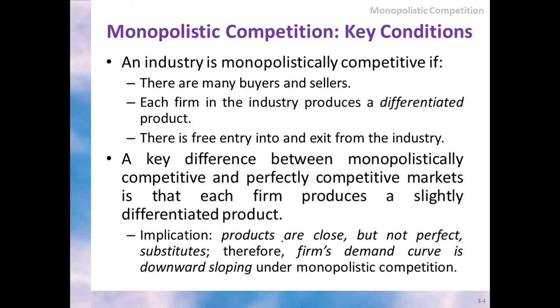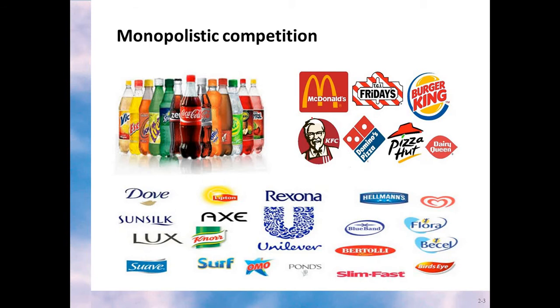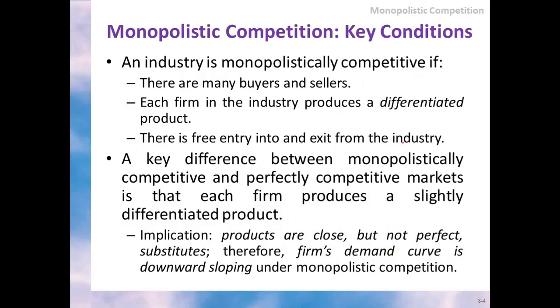For example, when we look at the fast food industry, McDonald's, Fridays, Burger King, all fast food, they are basically close substitutes. If we want to eat pizza, we can choose between Domino's or Pizza Hut, but some of us may like Domino's more, and some of us may like Pizza Hut more, and we can differentiate the menus.